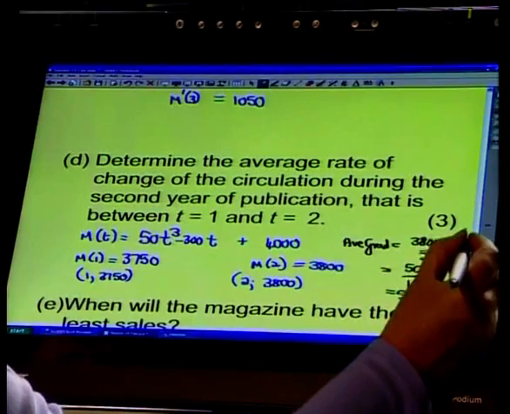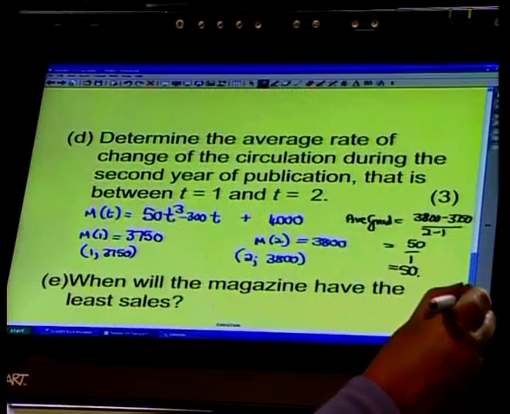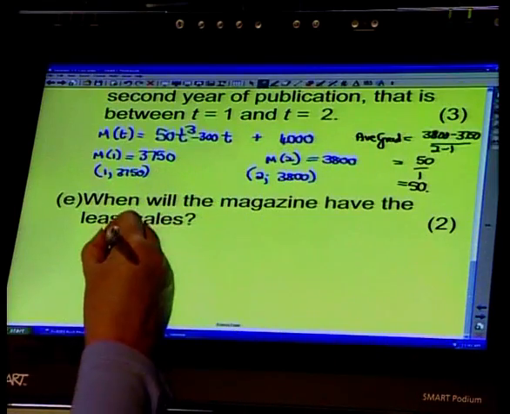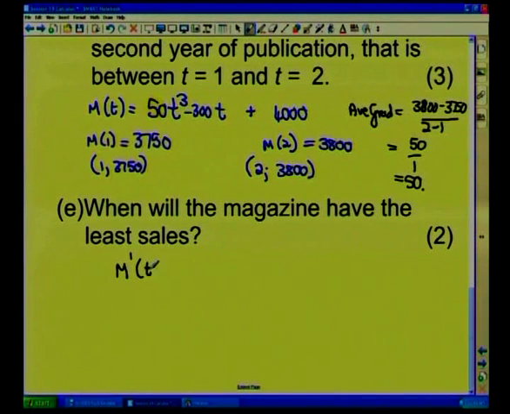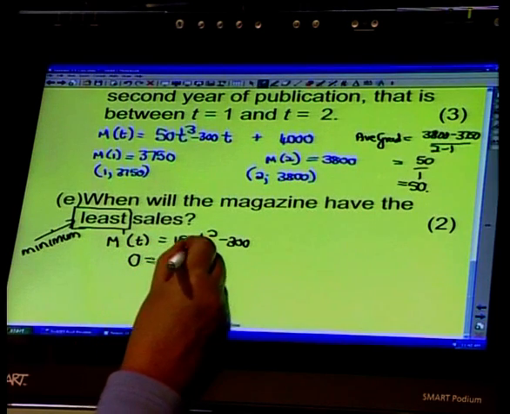Now it says, when will it have the least sale? So now we need the derivative again. So we're going back to our derivative equation, which is 150t squared minus 300. Why am I doing that? Least is the same as saying the word minimum. Remember what I said to you, as soon as you hear the word minimum or maximum, you know you must put the derivative equal to naught. So we're going to put this equal to naught, and we're going to solve out when it will be the least.